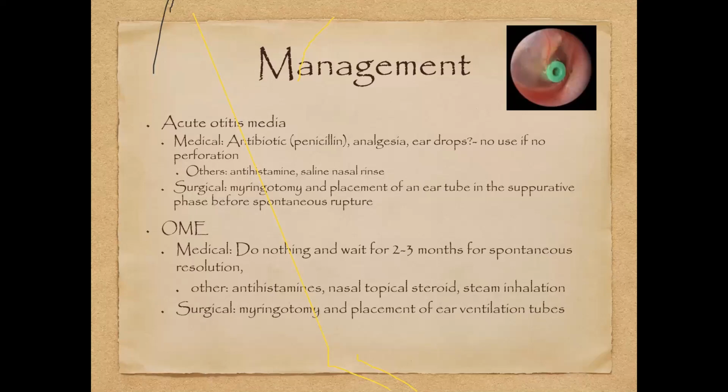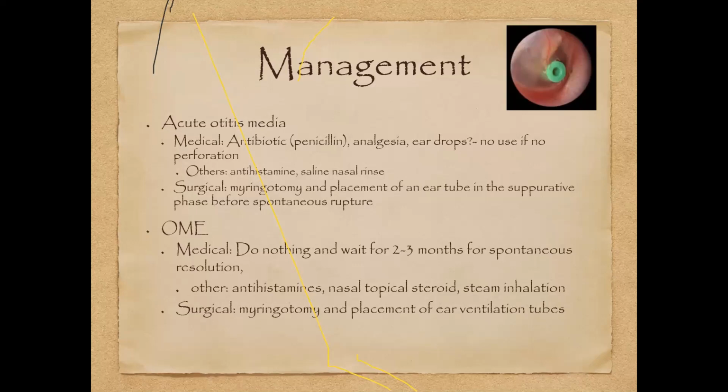Then you have surgical management. In case you want to prevent complications from acute otitis media, or if the child has a lot of pain, sometimes instead of letting physiology occur by the eardrum rupturing, we can surgically do a myringotomy and placement of an ear tube in the suppurative phase before spontaneous rupture.